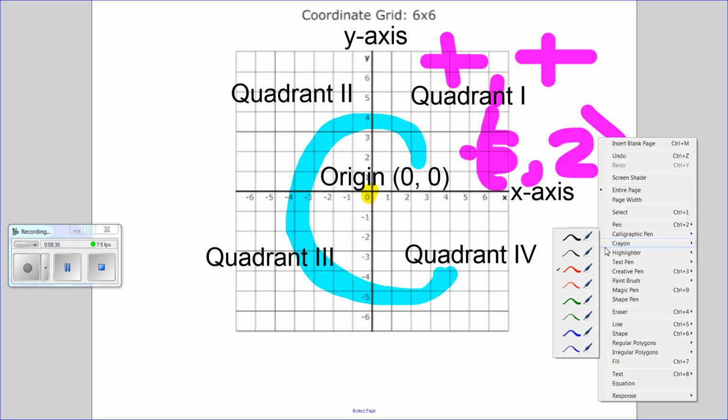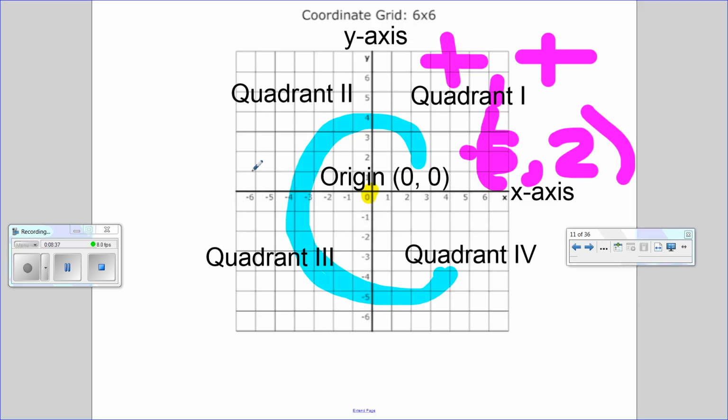Let's use a different pen color. Quadrant 2, let's find the location of this point right here. Starting at 0, what is the location of this red ordered pair for the x-axis? It's -6. On the y-axis, it would be 3. So make sure you put the parentheses: (-6, 3). So what can you tell me about numbers, ordered pairs in quadrant 2? It's always going to be negative, then positive.